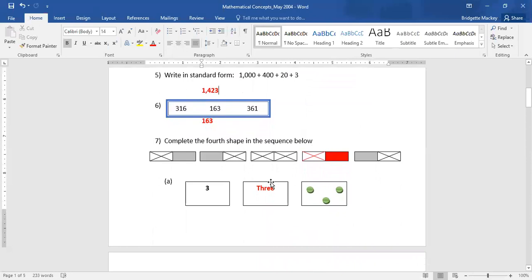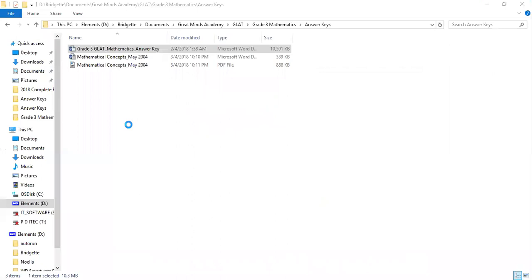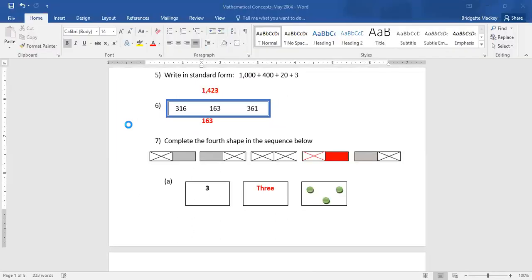Okay, now the next question, and what I'm going to have to do here is I don't have the full question, I just have the answer. So I'll need to pull up the question just so that we see what that question looks like.